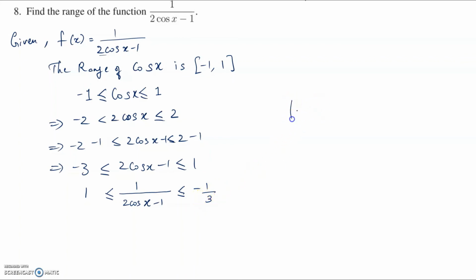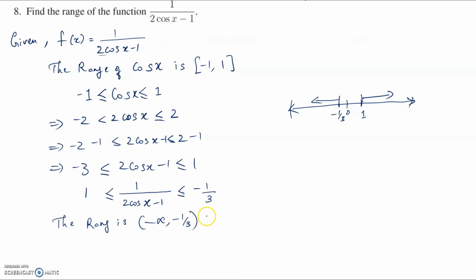So if you have your number line here, this is 0, this is to infinity. So this is your 1, and this maybe is your minus 1 by 3. So this function is greater than or equal to 1, or it is less than or equal to minus 1 by 3. So you can define the range as minus infinity to minus 1 by 3, with a close bracket here, union with 1 comma infinity, with a close bracket at 1.